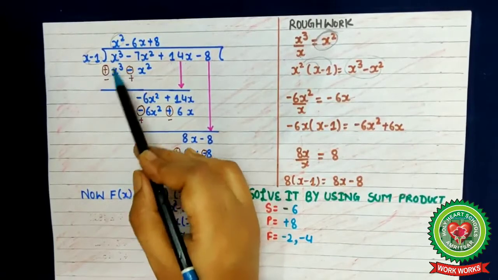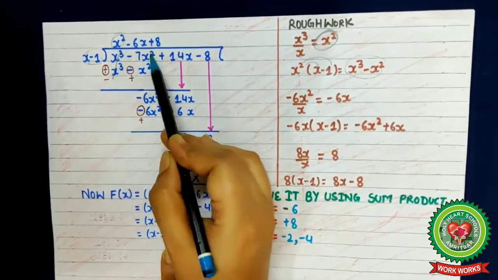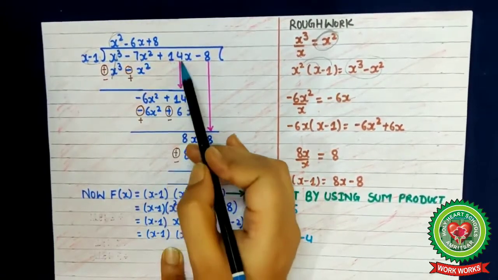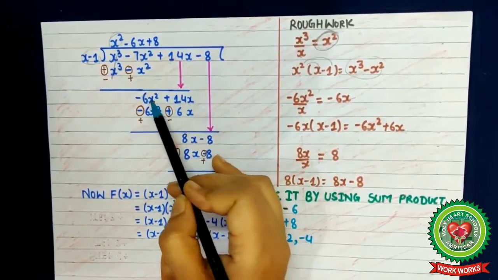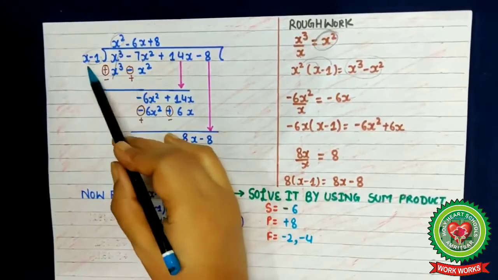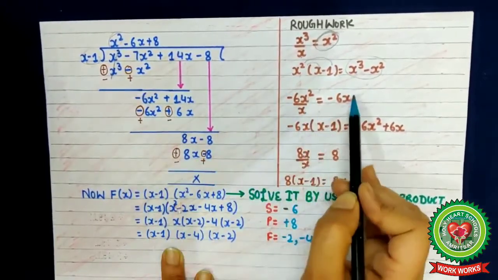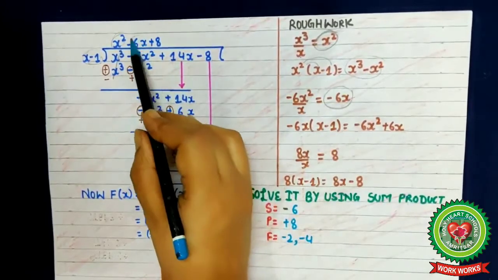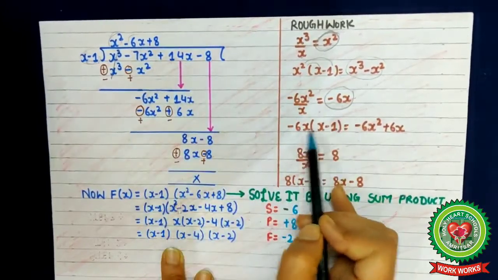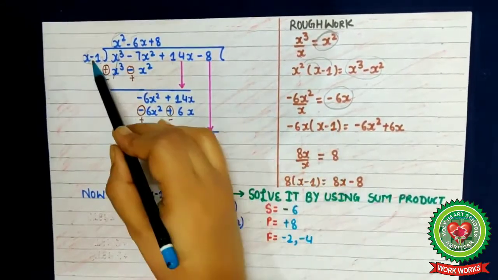Now sign lock and change. These two will cut. It will give me minus 6x square. Now we have to bring this 14x down. Now again divide these first terms. After dividing, this minus 6x will become the quotient. Write it here. Also we have to multiply it with x minus 1.